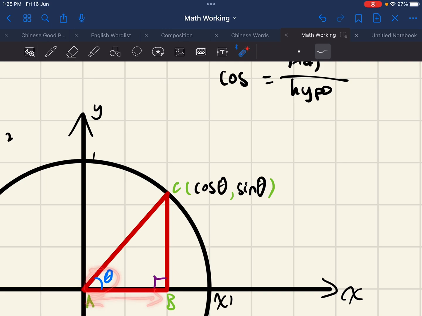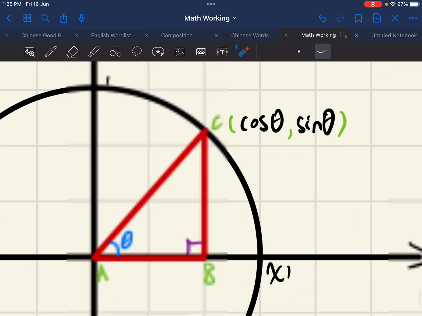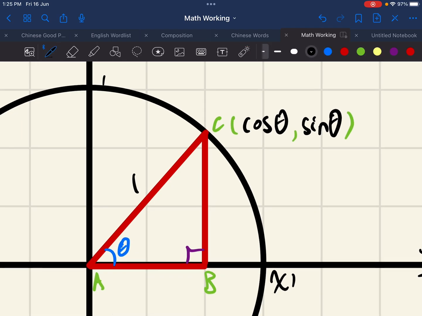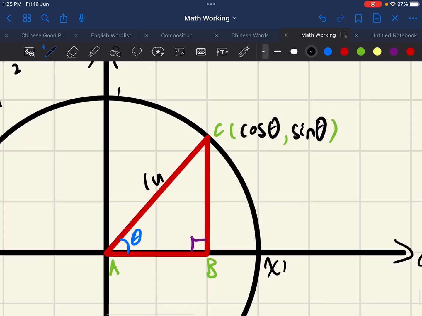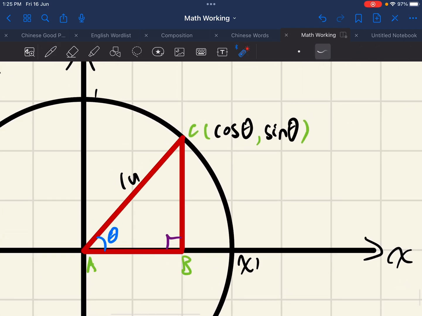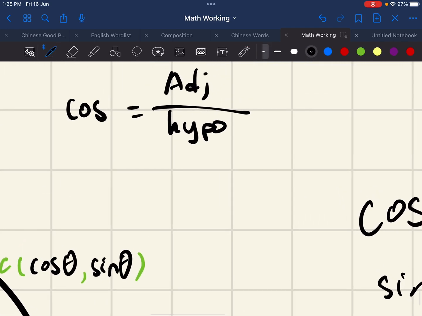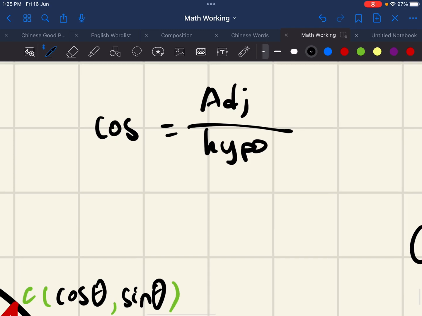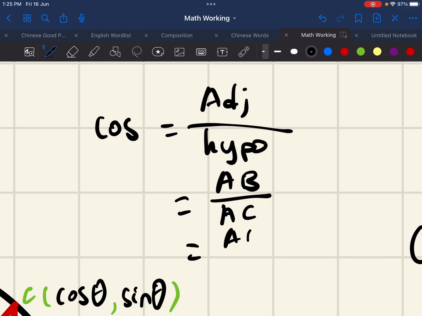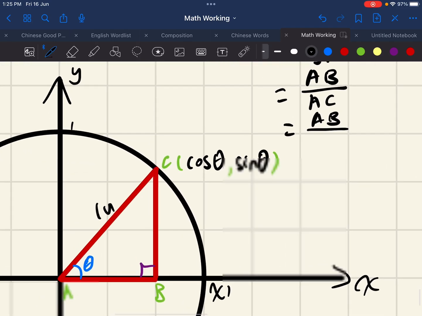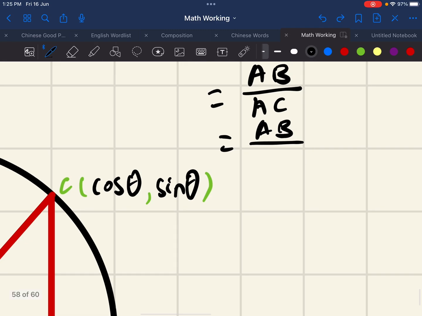By the way, theta and angle of interest are used interchangeably for me. To find AB, I will have to use adjacent over hypotenuse. Let me explain why. Since the length of AC is 1 unit, this means adjacent, which is AB, over AC. Anything over 1 unit equals itself. So we have AB over AC, and AC is what? The length of AC is 1 unit. So we'll just write 1. So it's going to give me AB.